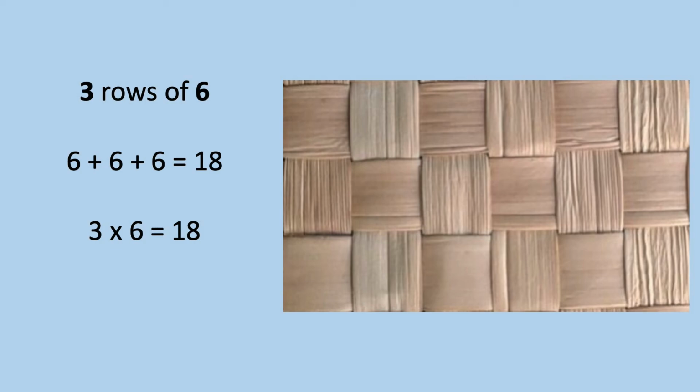What about this lauhala mat? What is its area? First, we can look at the rows. We have 3 rows with 6 squares in each row. We can use repeated addition and say 6 plus 6 plus 6 equals 18. We can also use multiplication. 3 rows times 6 squares in each row equals 18 square units.